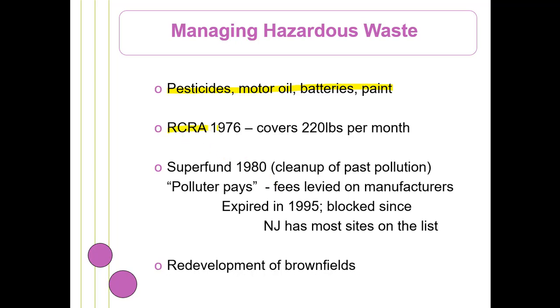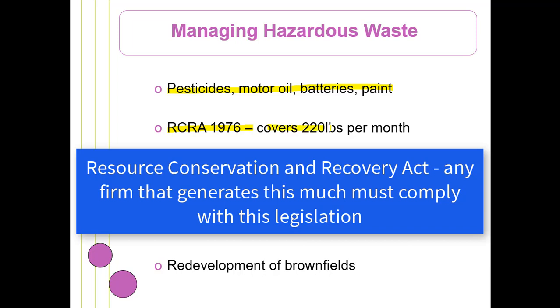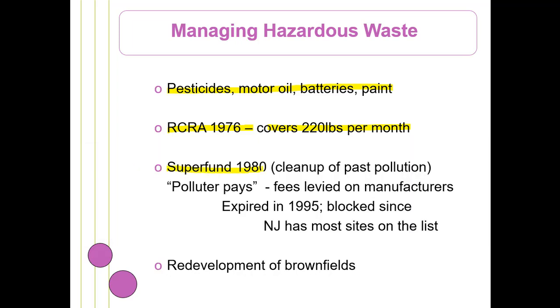The Act of 1976 covers 220 pounds per month, and the Superfund of 1980, some more federal legislation here, was tasked to clean up past pollution. So we weren't keeping up with it for a long time. So then we have to go back and try to clean up areas that have been polluted. So this is what you might call the polluter pays principle, that fees are levied on the manufacturers who are responsible for that past pollution.